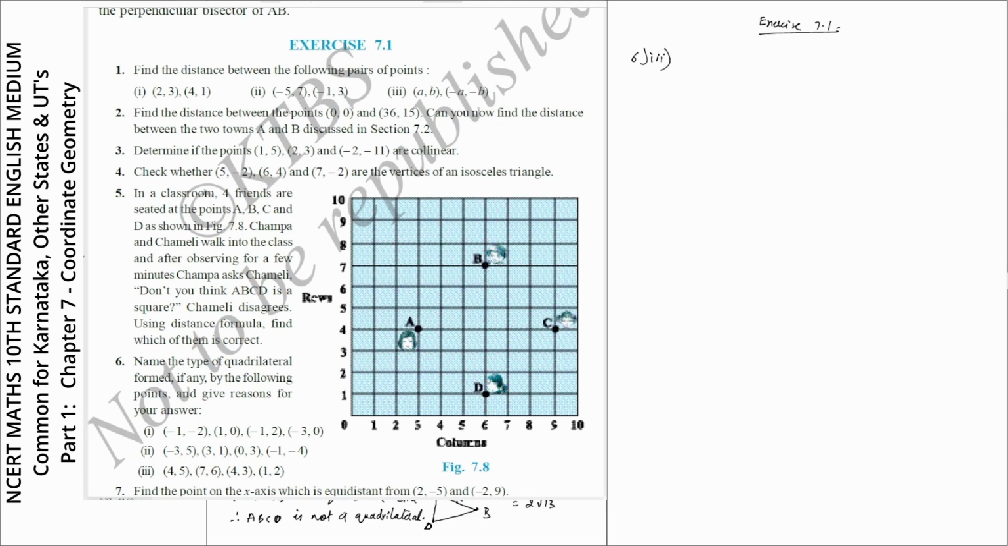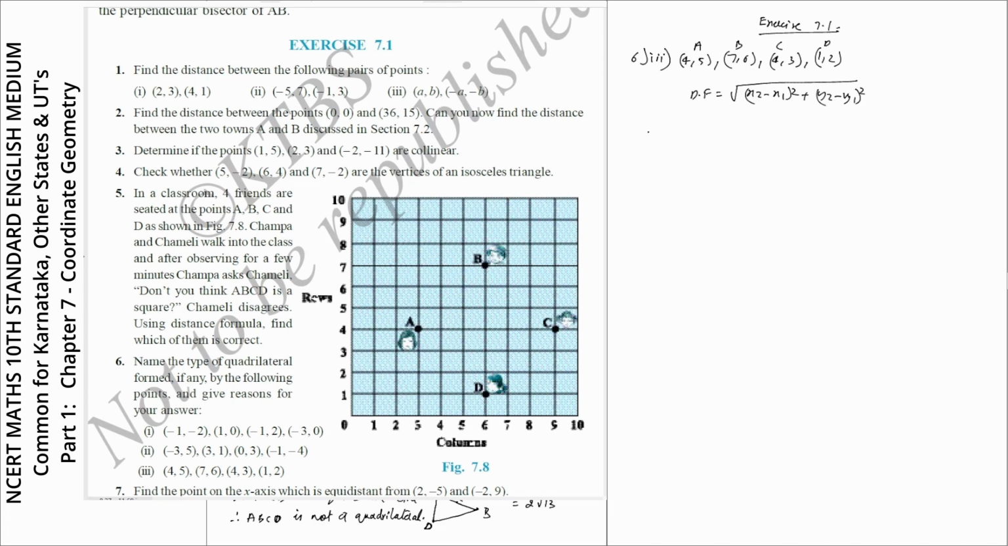Exercise 7.1, question number 3. Sub question 3, the given coordinates are 4 comma 5, and then 7 comma 6, and then 4 comma 3, and 1 comma 2. So I'll take this as A, B, C, and D. So what is the distance formula? Distance formula is given by square root of x2 minus x1 the whole square plus y2 minus y1 the whole square.